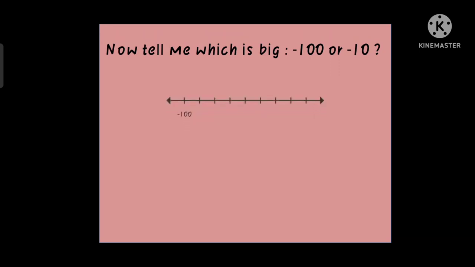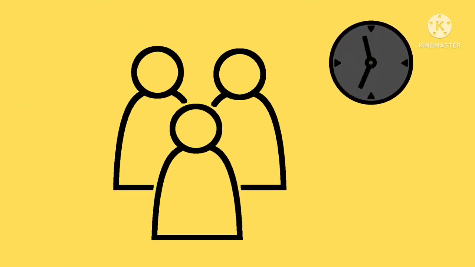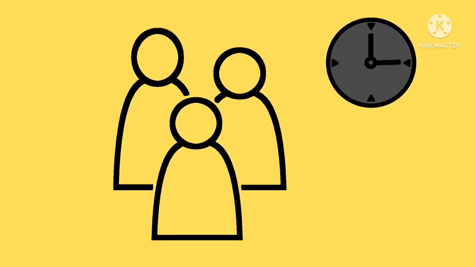-100 is very far to the left of -10. So we can say that -100 is less than -10, or -10 is greater than -100. Now, where can we use these negative numbers? I will tell you some examples.